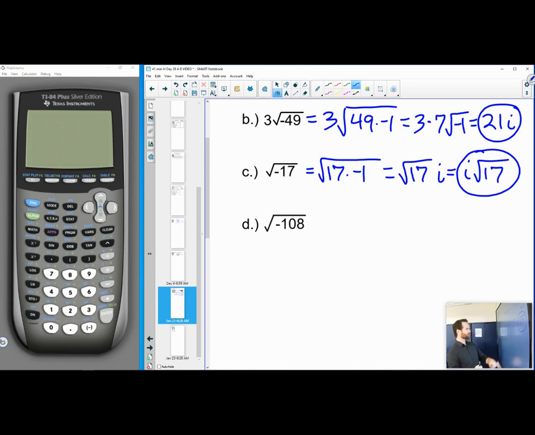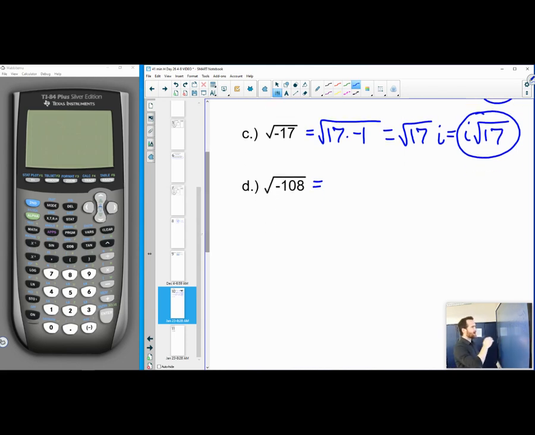All right, one more on this slide. So we've got the square root of negative 108. Well, first let's get that negative out of there. Well, not out of there, but let's factor it out, I guess we could say. So it's 108 times negative 1. And then 108 has got to have a perfect square factor. I think 4 is going to be a factor, but I bet there's going to be a bigger one than 4. Let me just go to the calculator.